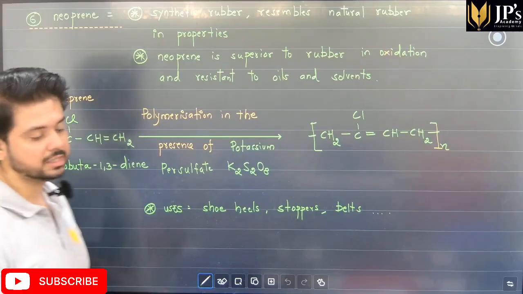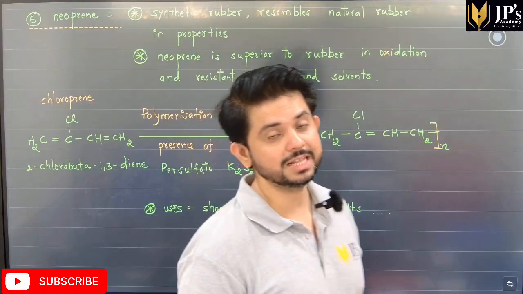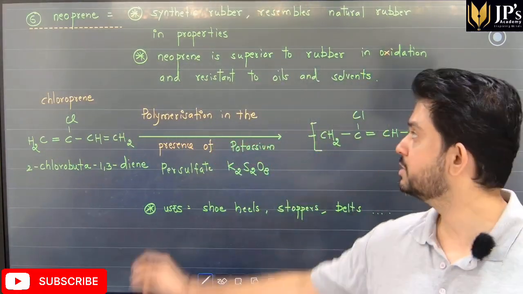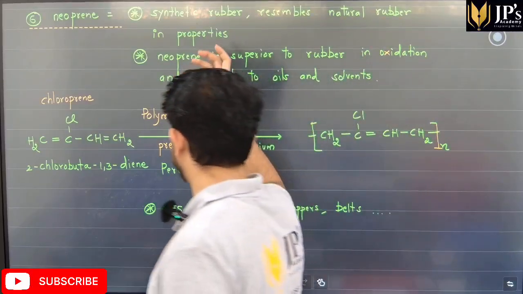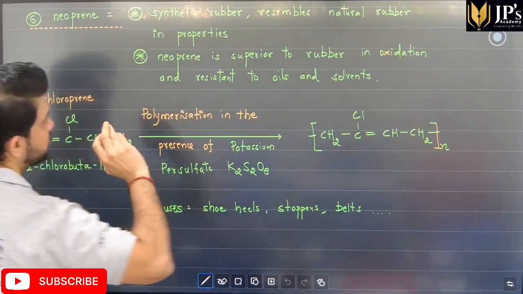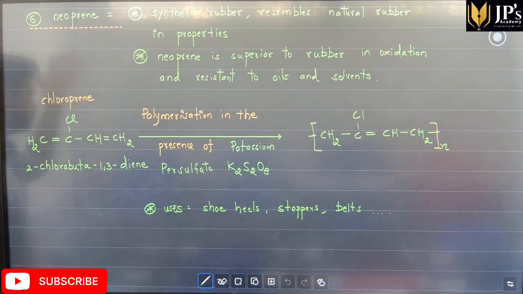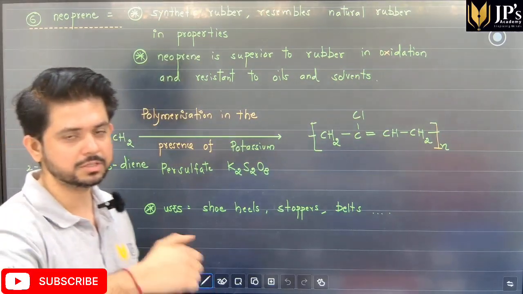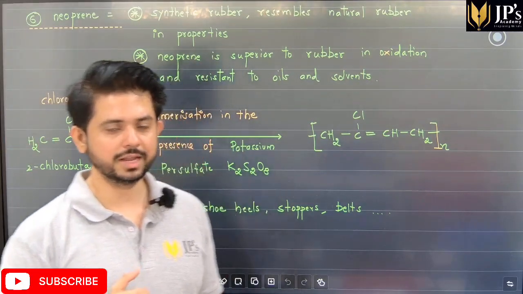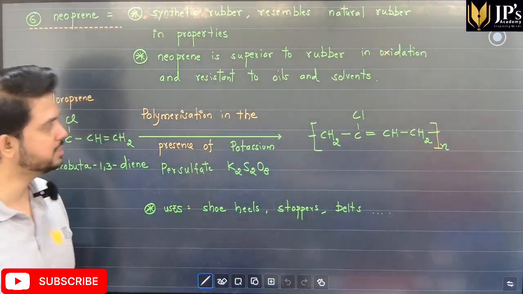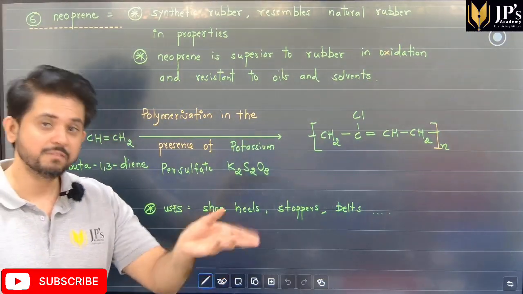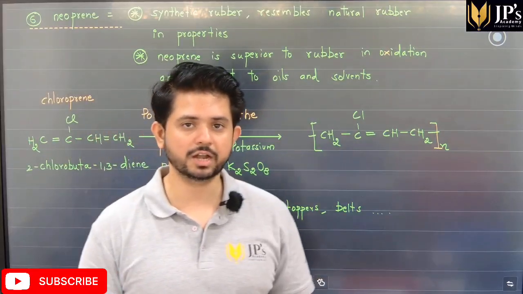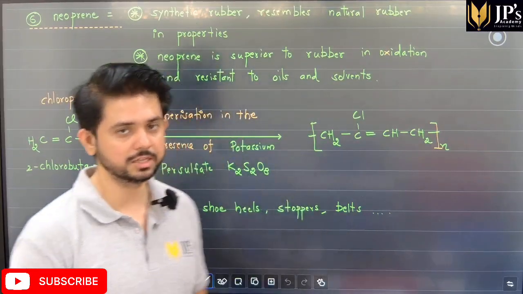The next polymer that we have, students, is a rubber polymer, called neoprene. Neoprene is, you can say, a synthetic rubber which resembles natural rubber in properties. Students will study more about natural rubber in a few slides after this. Natural rubber has to undergo a process called vulcanization. We'll also study vulcanization in this particular one shot.